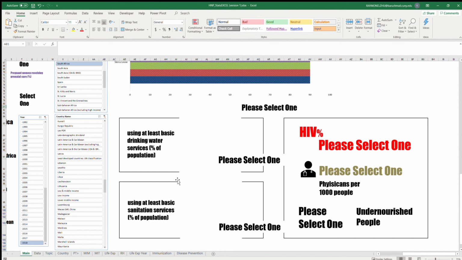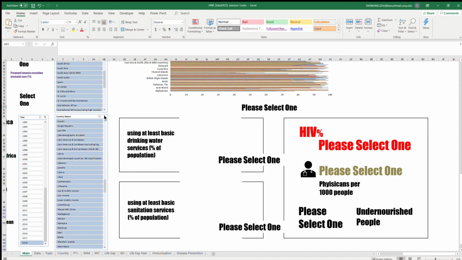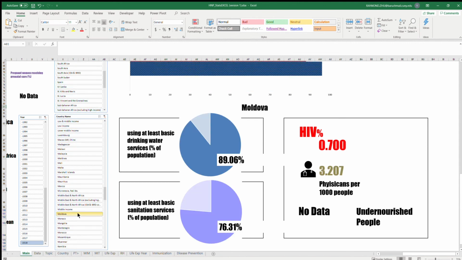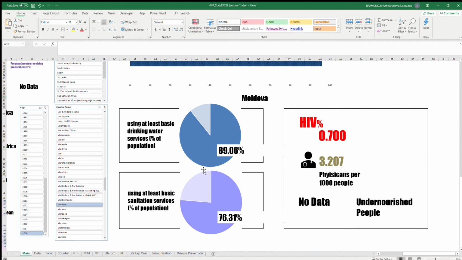To retrieve this information, we can also use the same slicer on the left here and just click on the region that you want to see, and the information will tell you that, let's say for Mexico, 99% of people are using at least basic drinking water services, and around 91% of people are using at least basic sanitation services. And it also has another chart that shows the prevalence of HIV, the number of physicians available per 1,000 people, and the number of people who are undernourished.